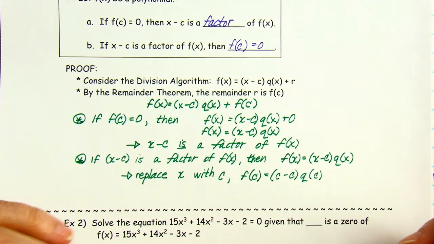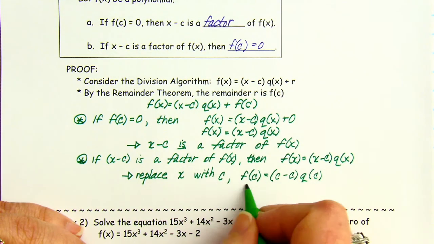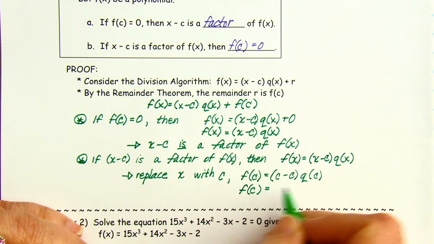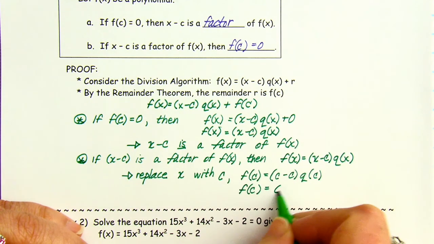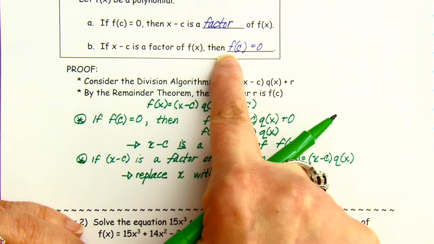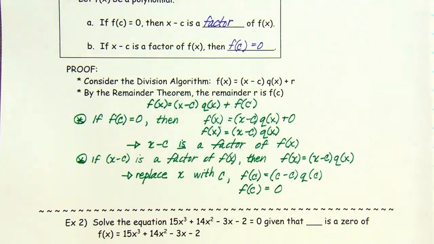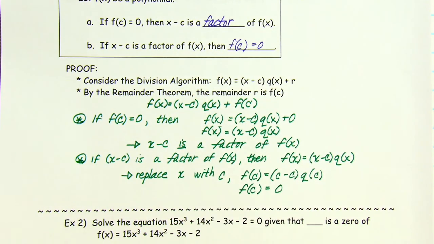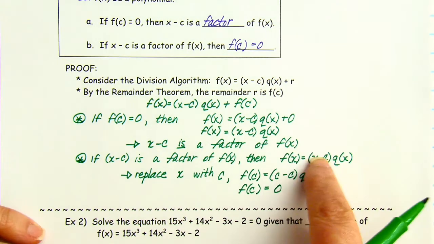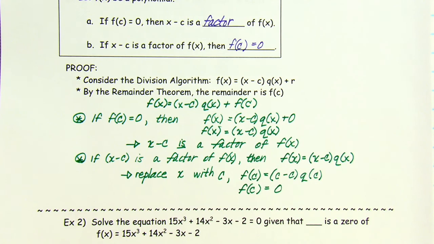And again, we see that this equals 0, right? F of c equals, well, this is 0 times that is 0. And that's what we have up here. All right, so again, if x minus c is a factor of the polynomial function, then f of x equals the product of these two factors. If I replace the x with c to find out what f of c is, then I get f of c equals 0. So it works forward and backward.